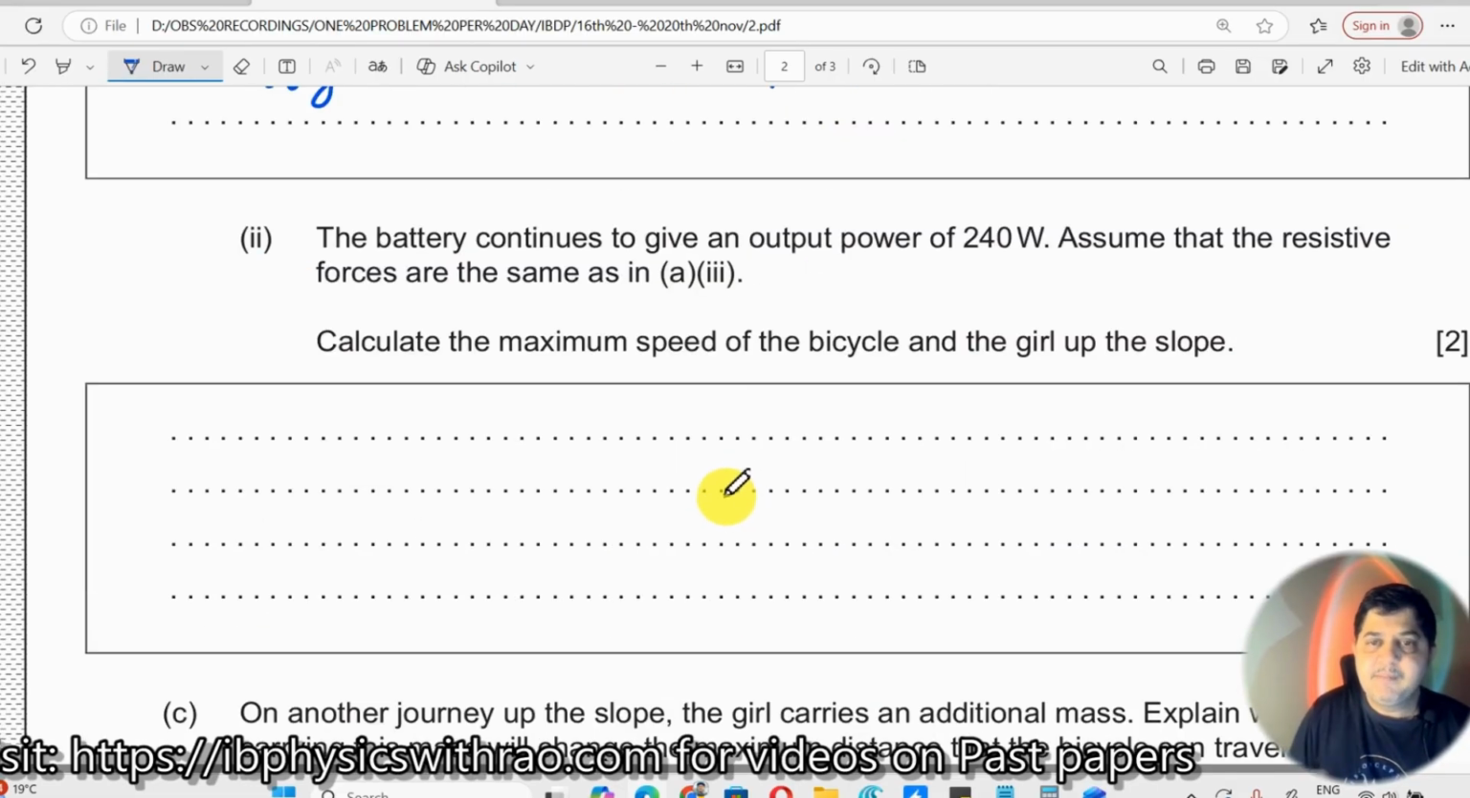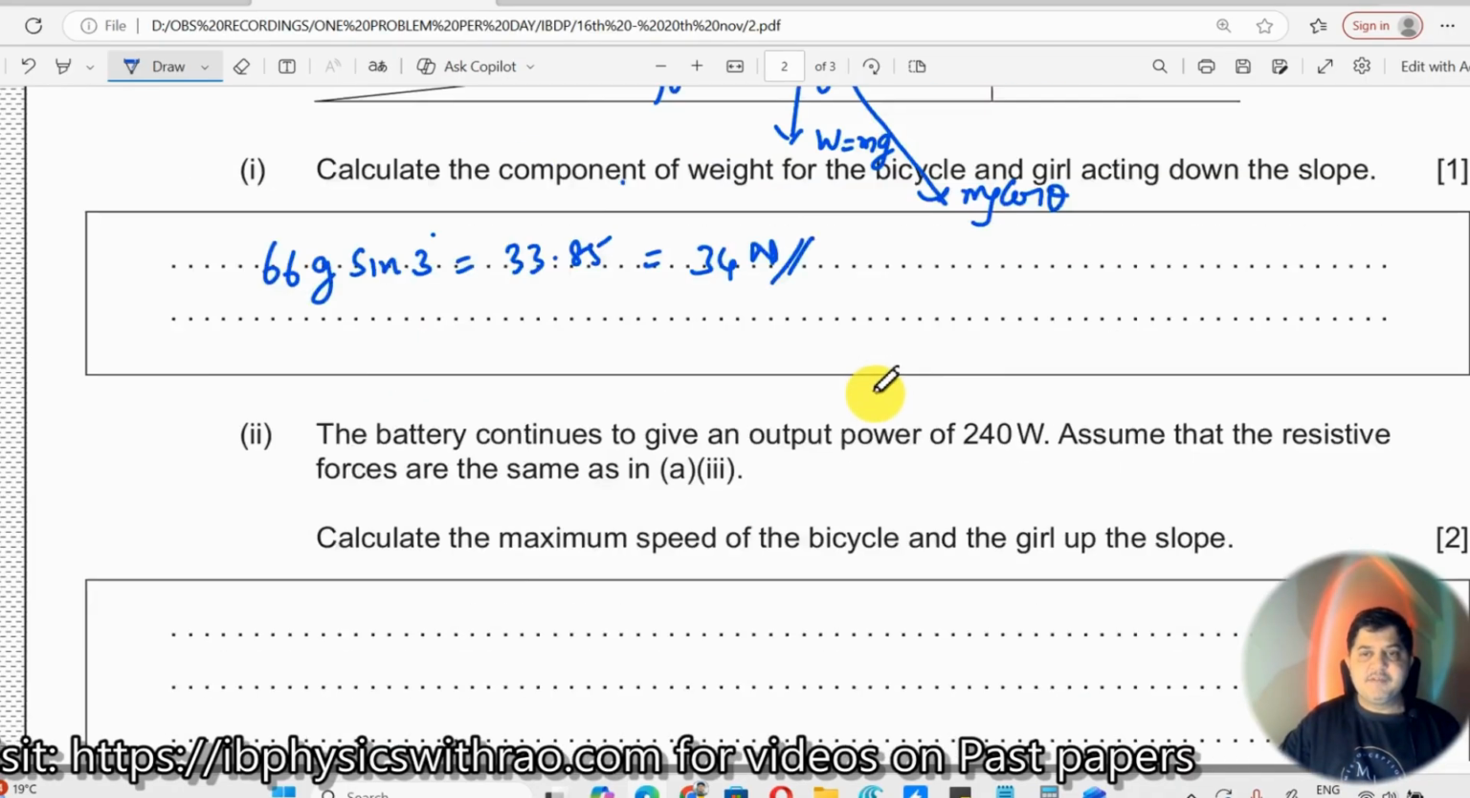Next. The battery continues to give an output power of 240 watt. Assume that the resistive forces are the same as in A3. Calculate the maximum speed of the cyclist on the slope. See, when it was a straight line, then definitely the maximum speed of the bicycle was seen to be how much? Which we have already seen here.